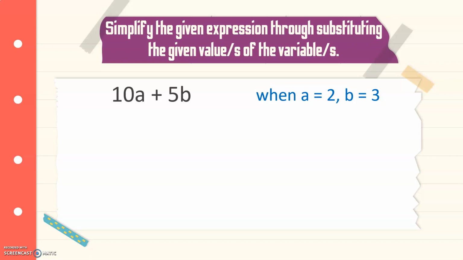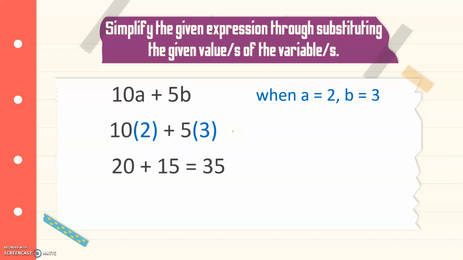Let's have another one, 10a plus 5b. As you notice, we have two different variables, a and b, and it's given that the value of a is 2 while the value of b is 3. Again, we will just substitute the given values to our variables. So 10 times a will become 10 times 2, then 5 times b will become 5 times 3. So we have 10 times 2 plus 5 times 3, which is equal to 20 plus 15, which is 35. So the value of the expression 10a plus 5b when a is 2 and b is 3 is equal to 35.